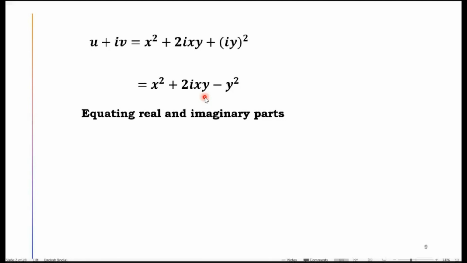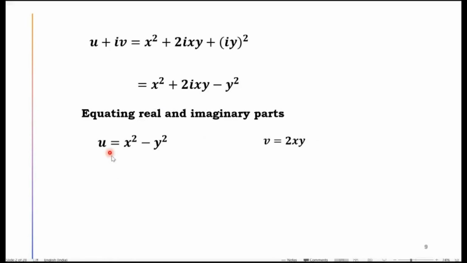तो u क्या आएगा, u is the real part, मतलब without i वाले terms जो है वो u हो जाएगा. तो I will write u is equal to x square minus y square. ठीक है? v क्या हो जाएगा, 2xy. Equating real and imaginary part, u is x square minus y square and v is equal to 2xy. ठीक है?